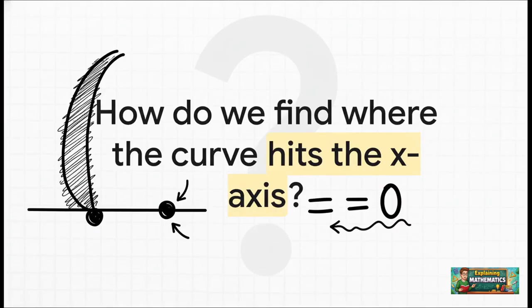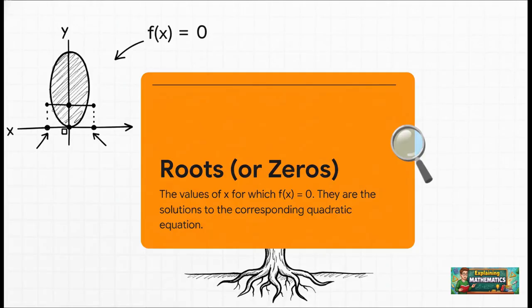We have this beautiful curve, sure, but we need to find specific, meaningful points on it. Where does our function's output actually hit 0? The answer to that question has a name. They're called the roots or zeros of the function. These are just the specific input values, the x's, that make the entire function equal 0. And if you're looking at the graph, they're the exact spots where the parabola crosses that horizontal x-axis.